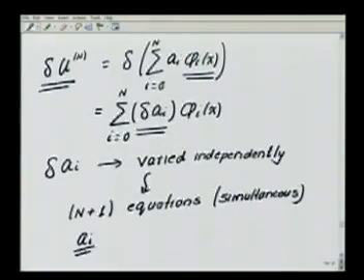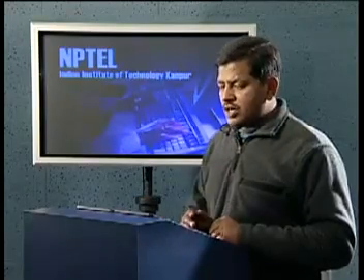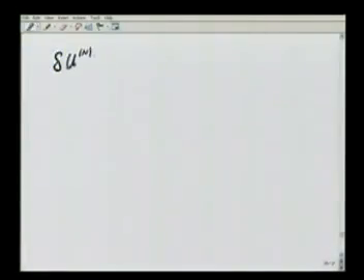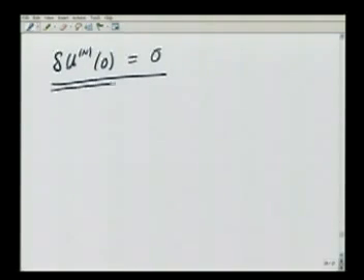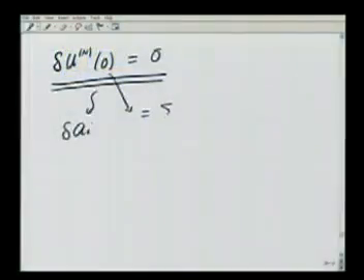Now there is another thing that we should note. Let us take the model problem that we have posed. For that model problem, we need delta u of n at 0 is equal to 0. This also we have to specify. So this is another condition that is going to come on these delta ai's. Because why will it be on delta ai's? Because delta un at 0 is equal to the summation of delta ai phi i evaluated at 0, i equal to 0 to n.